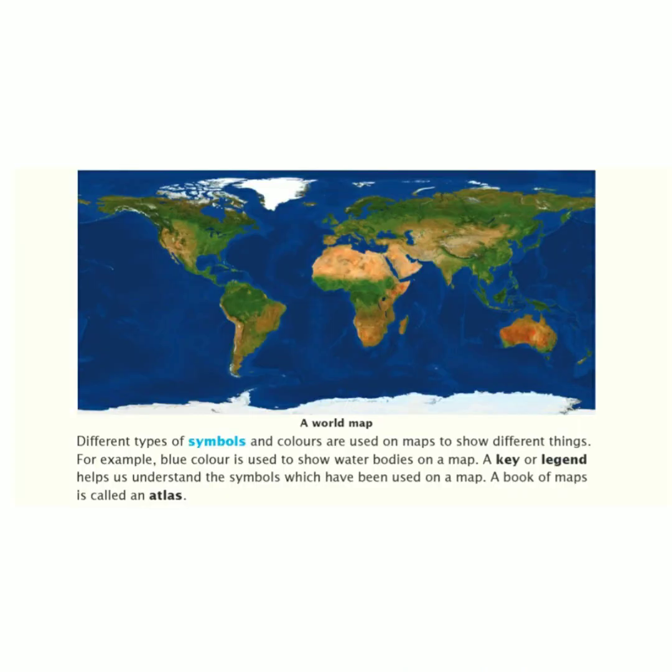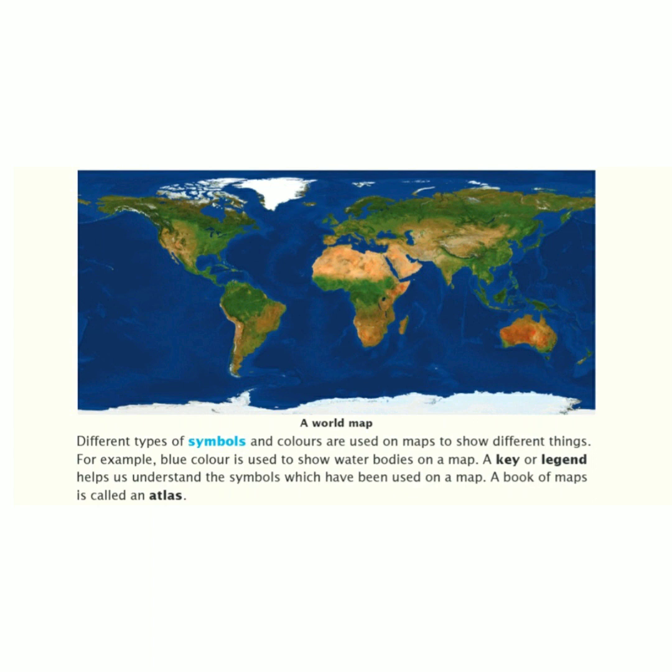Different types of symbols and colors are used on maps to show different things. So students, do you know what are symbols? Good, if you know it. And if you don't know it, let me tell you. A symbol is a sign, shape or object that is used to represent something. For example, blue color is used to show water bodies on a map. A key or legend helps us understand the symbols which have been used on a map.